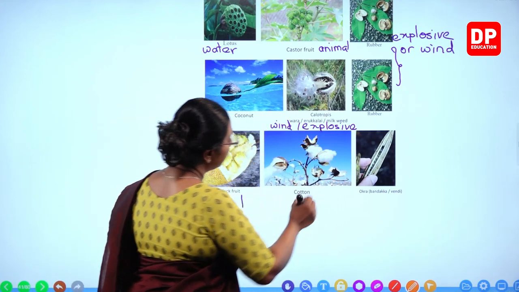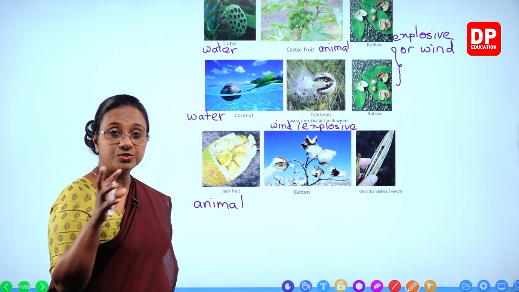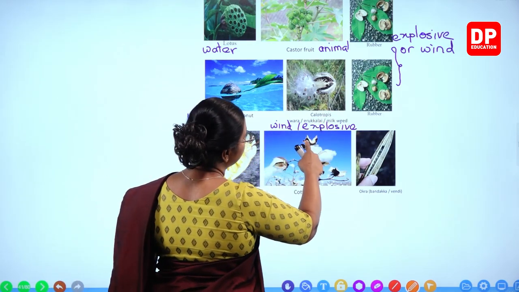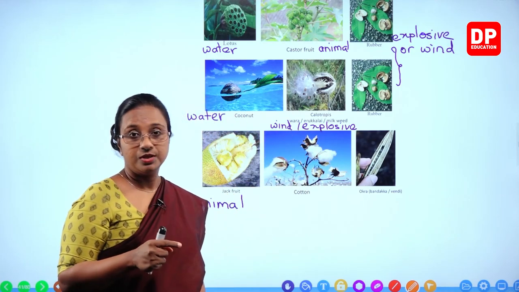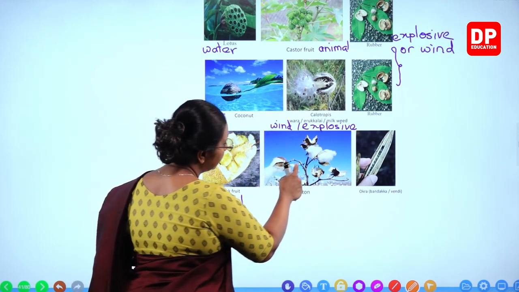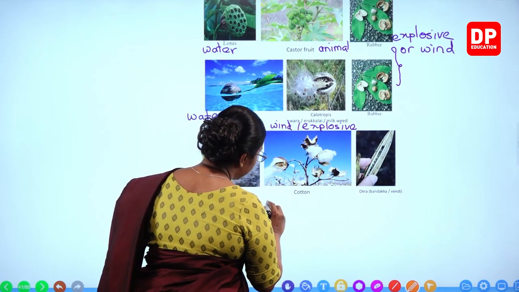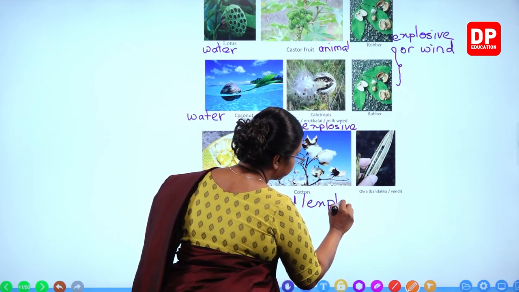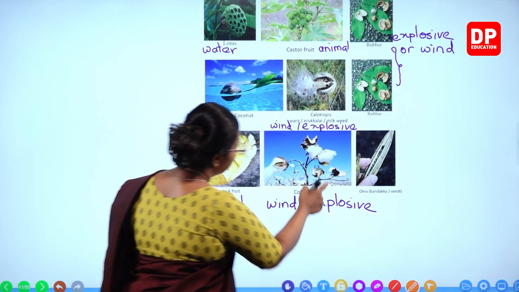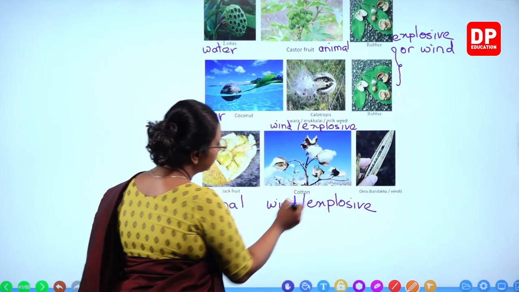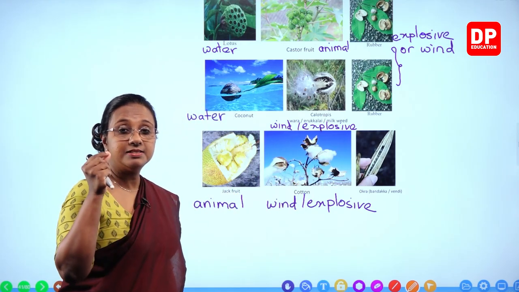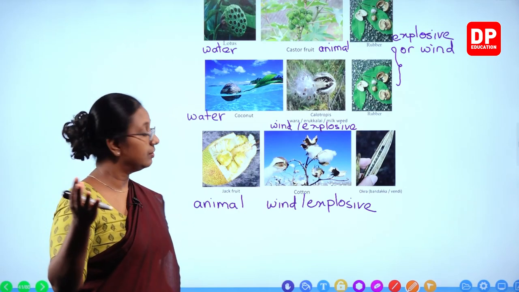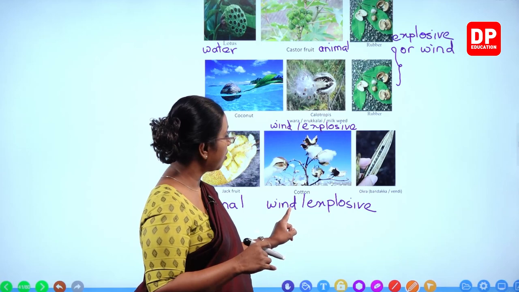Then cotton, here you can see explosive mechanism and with wind. Usually whenever you have explosive mechanism, there is wind also. Because again here you will see they are very light, tiny seeds. So wind or explosive mechanism. So the cotton wool is here, then the tiny seeds, you would have seen dark brown or black color tiny seeds, they just flow with the wind. So cotton is by wind or explosive.